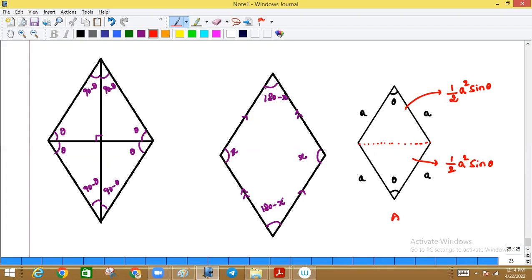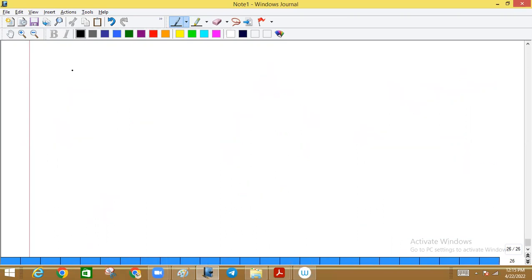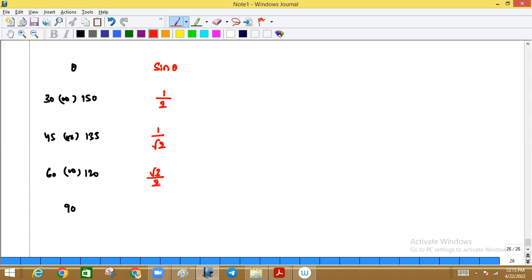Therefore, what is the area? Area of a rhombus when the angle between the sides is given is simply A square sine theta. Understand the area of a rhombus? It is A square sine theta, when theta is given. You tell me the sine of these angles. Theta, I'll say 30 or 150. Sine 30 and sine 150 are the same. Sine 45 or sine 135 is also the same. Sine 60 and sine 120 is also the same. Sine 90 is 1. What is sine theta? Sine 30 and 150 is 1 by 2. Sine 45 is 1 by root 2. Sine 60 is root 3 by 2. Sine 90 is 1.